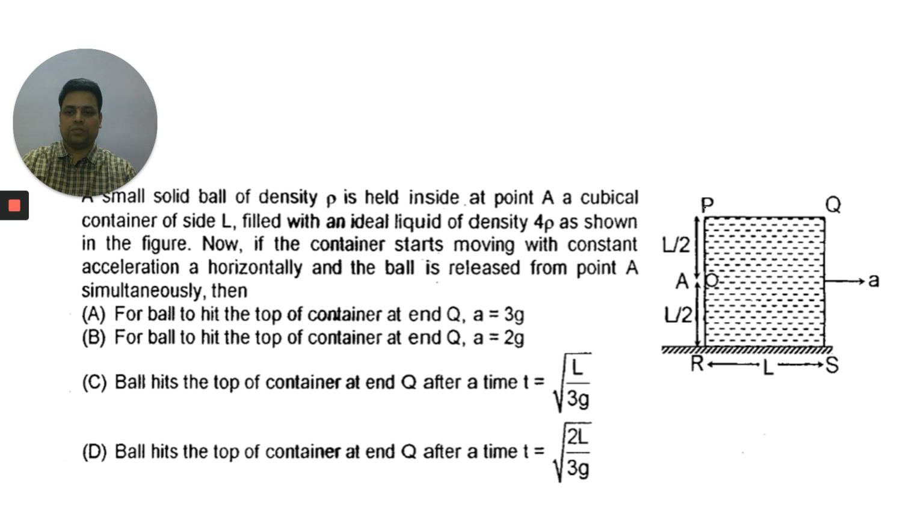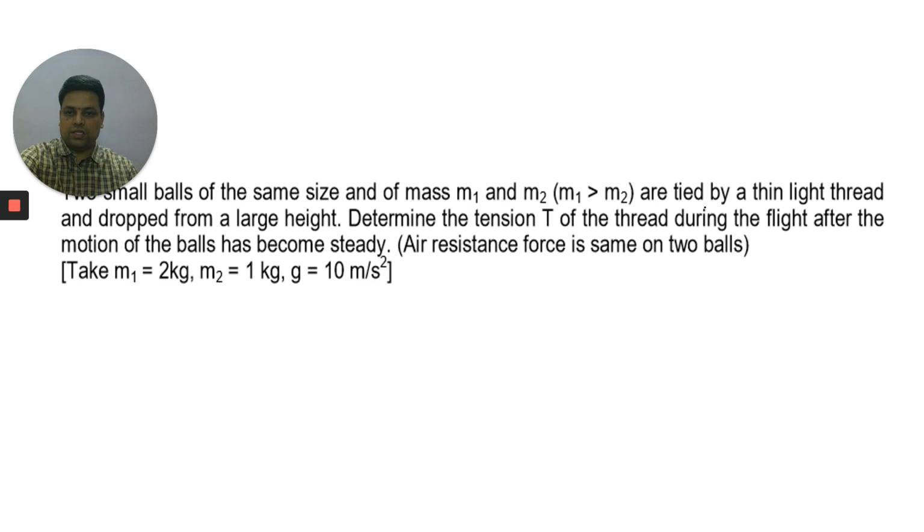I will also read the options. Option A, for the ball to hit the top of the container at end Q, A should be 3g. Option B, for the ball to hit the top of the container at end Q, A should be 2g. Or you are given C and D options: the ball hits the top of the container at end Q after time T, where T is either root of L by 3g or 2L by 3g. We have to check that. So you can pause and note down the question and try the question. We can see the next one.